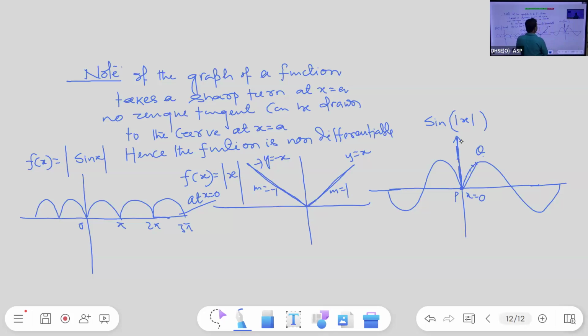A function is differentiable means we can draw a unique tangent to the graph of the function at the given point. Did you understand? Let me know. Is it clear to you?